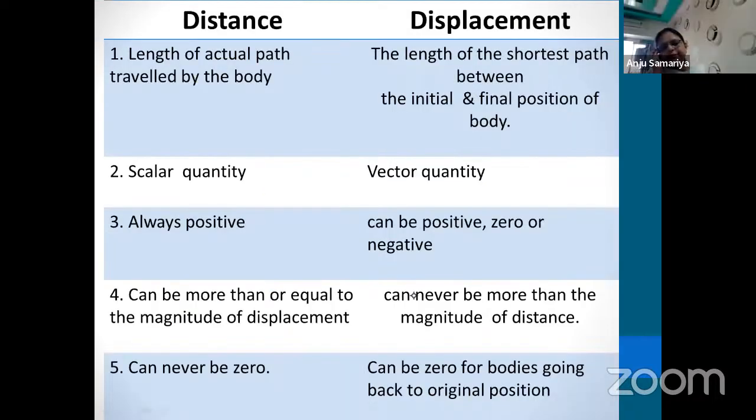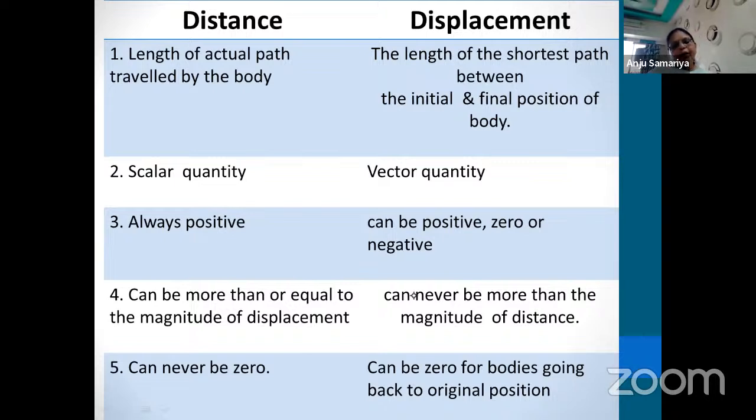Let's see the differences between distance and displacement. Distance is the length of the actual path traveled, whereas displacement is the shortest path between the initial and the final position of the body. Distance is a scalar quantity. Displacement is a vector quantity. Distance is always positive. You cannot have a negative distance. But the displacement can be positive or negative.